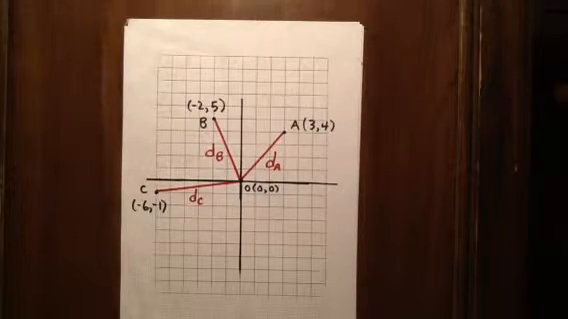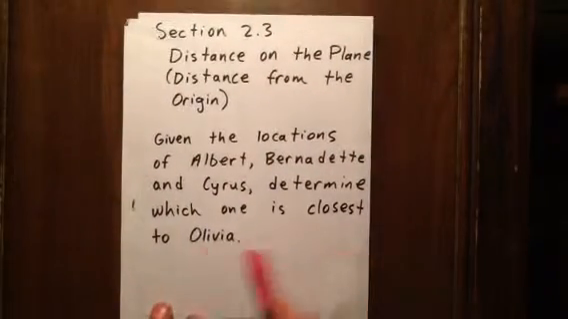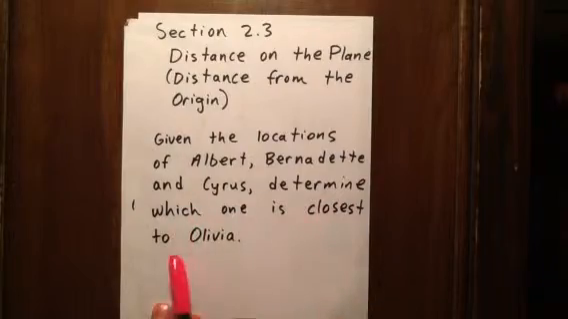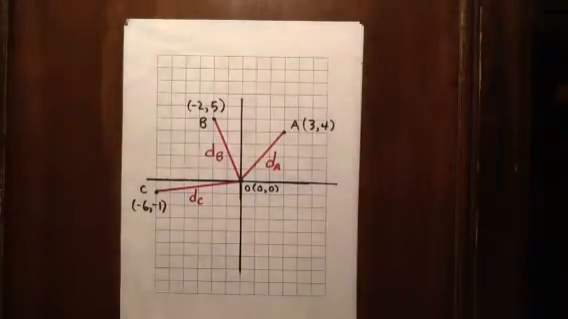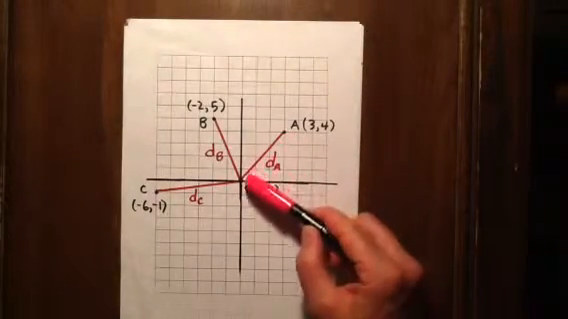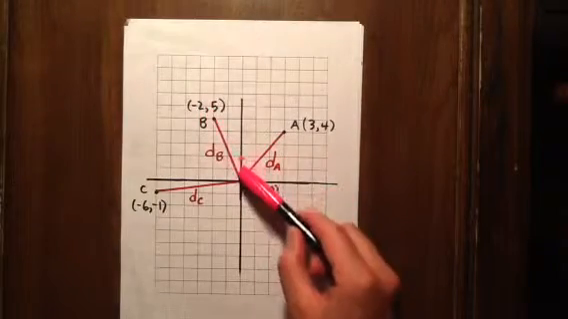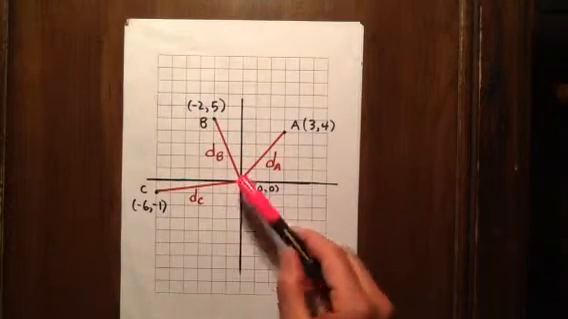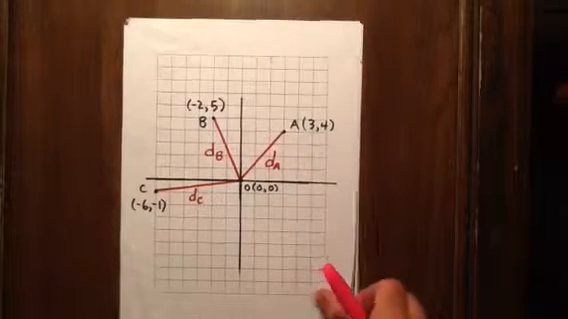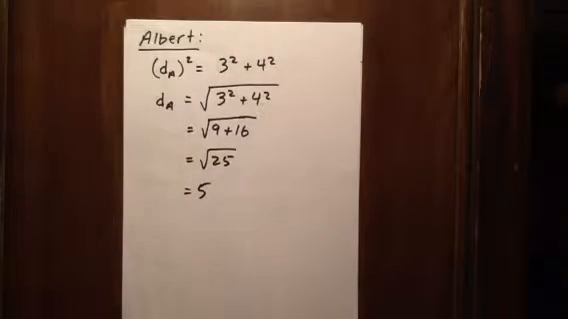Okay? Well, what we have to do is determine which one is closest to Olivia. So we have to figure out these distances. How far is Albert from Olivia? How far is Bernadette from Olivia? How far is Cyrus from Olivia? Alright, well, let's think about this using the Pythagorean Theorem.